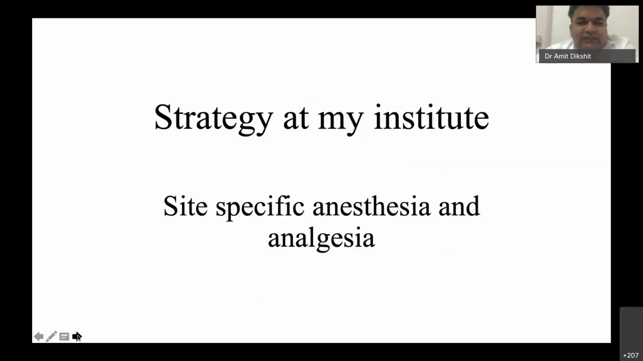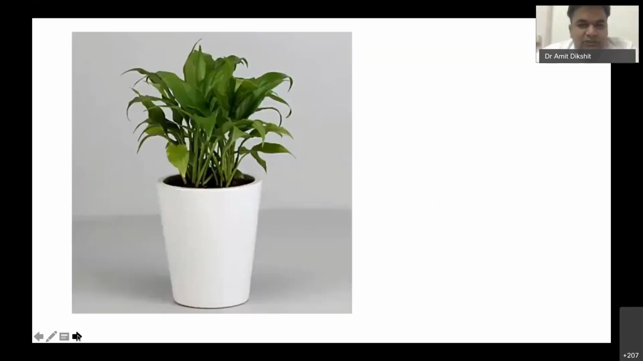So what are the strategies at my institute? Now we are more into site specific anesthesia and analgesia. Now I have a question, and I think everyone can enjoy answering this question. Usually, what is our strategy? Suppose this plant is like a nerve plexus, and we want to water this plant, and the water is something called local anesthetic. So what is our strategy?